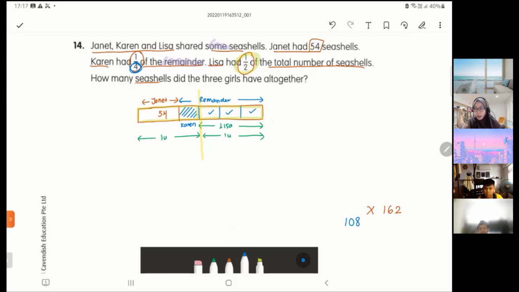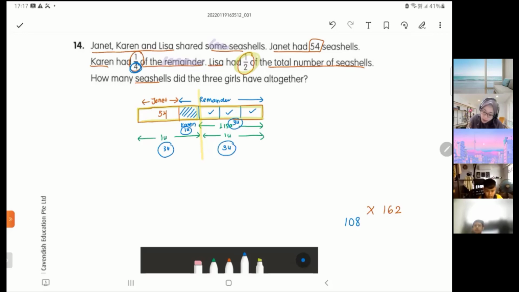Understand? Okay. So since I have that already, now what do I do next? So you can actually see that Lisa has 1, 2, 3 units right down here. And then Karen has 1 unit. So Janet has how many units? If this whole thing is actually 3 units, here must also be 3 units. Understand?